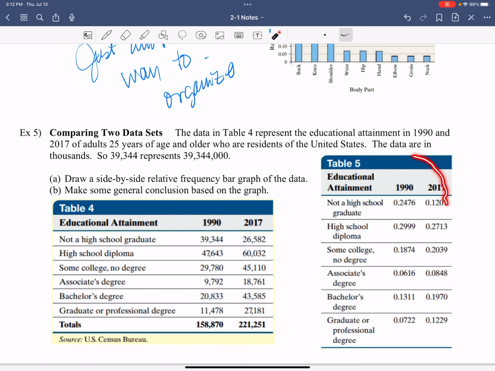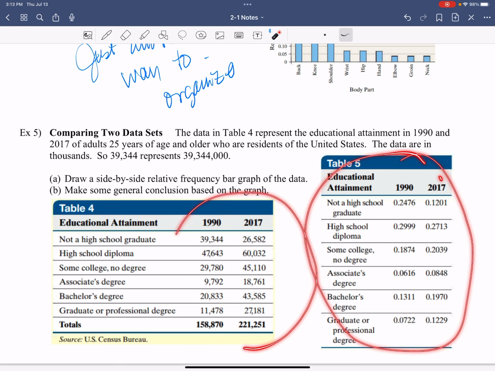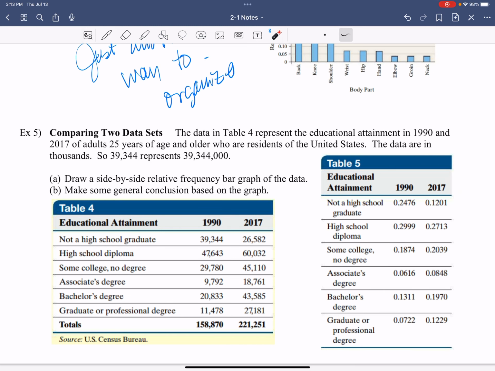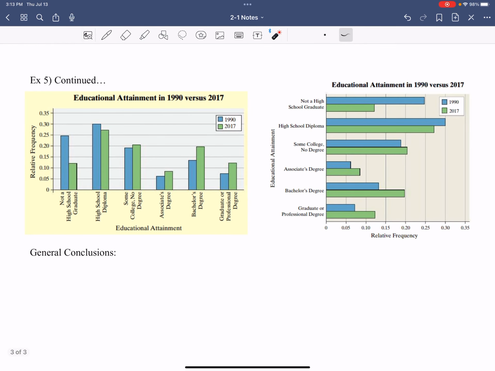Over here is a relative frequency chart. Still not a high school graduate, exact same categories, exact same numbers. This one's just the relative frequency and this one's just the actual frequency. All right. Now we want a side-by-side relative frequency bar graph of the data. And on the next page, I've got that for you.